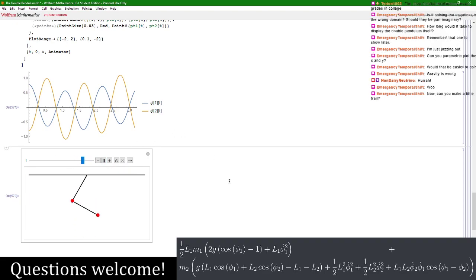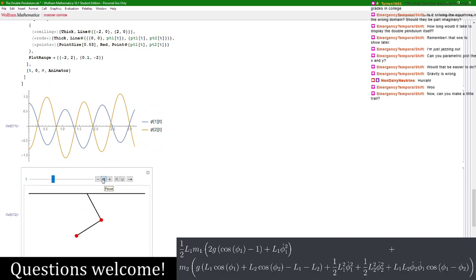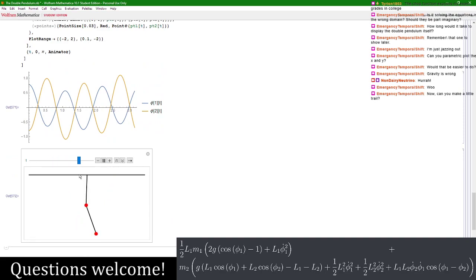Now can you make a little trail? Jeez, I go through all that and you still want more? Come on. I'm just kidding. Yeah, we probably can. But just look at it. It's a little bouncy boy.